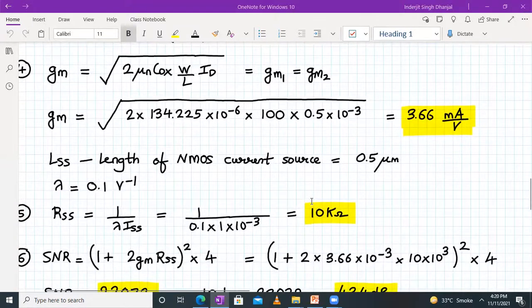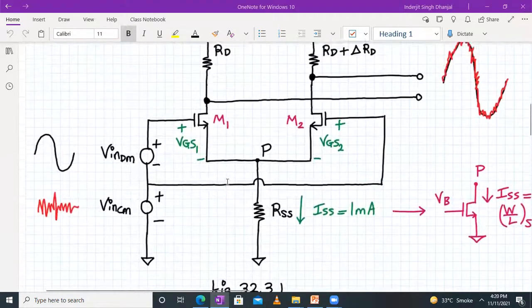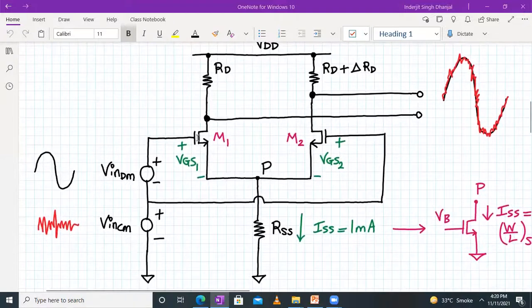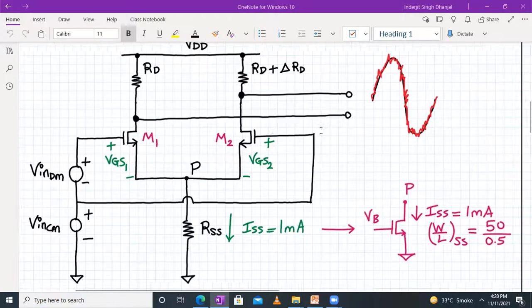Now, since the length of the NMOS current source is 0.5 micrometer, lambda will be the same as 0.1, right? Now, why am I saying this? Because here the lambda value for M1 and M2 is given. For the MSS transistor it is not given. So how do we assume that it's equal to 0.1?